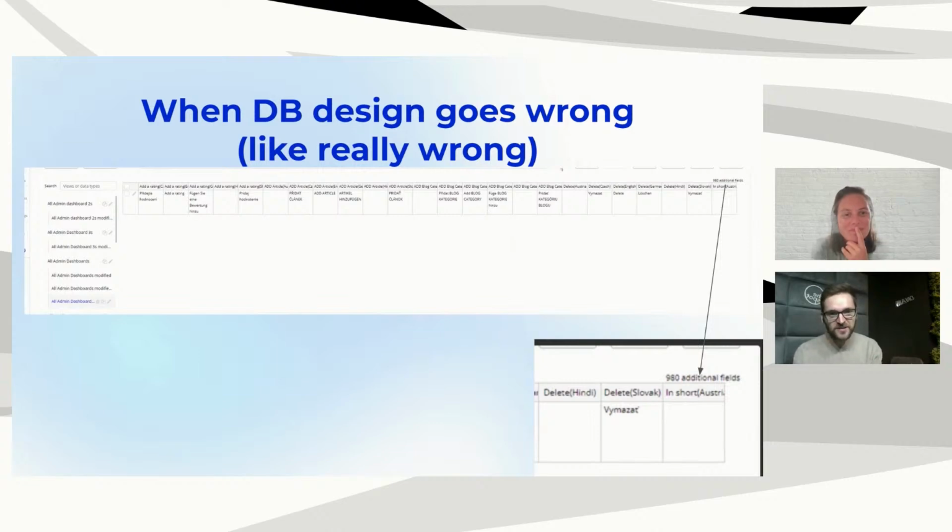implemented those translations was that they created almost 1,000 database fields. This is, I would say, a big no-go that I saw within my no-code career. So this was just a perk to show you what can go wrong in an actual project if you really mess up the database modeling.